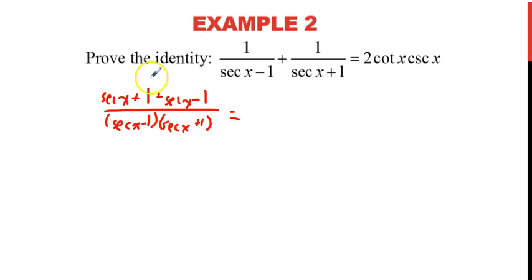So up on top, I have secant of x plus secant of x, which is 2 secant of x. And the positive one and the negative one will actually cancel. So that's all I have on the numerator. Since that does not look like it's going to cancel anything from the bottom, I don't have a 2 secant of x down here as one of my factors, I'm going to go ahead and distribute this and see if that'll help. So secant times secant is secant squared.